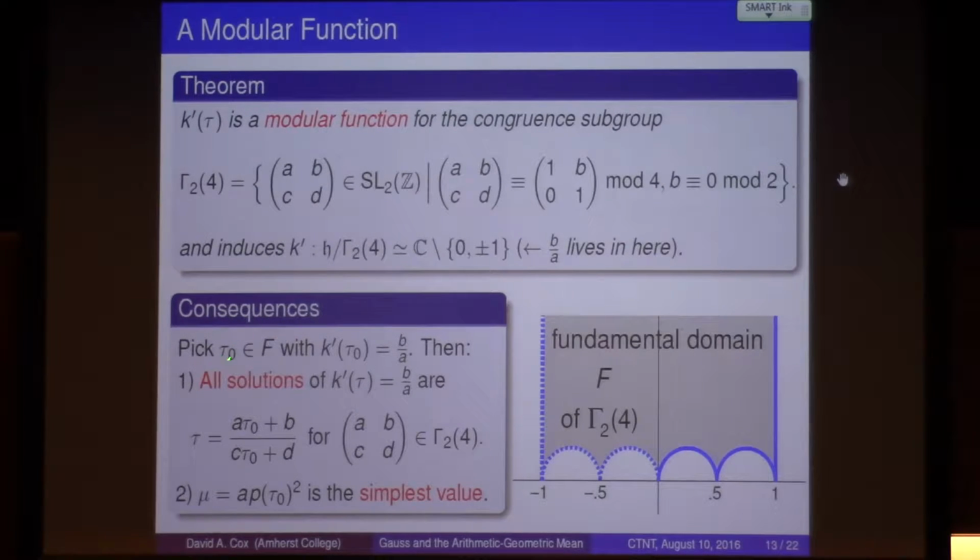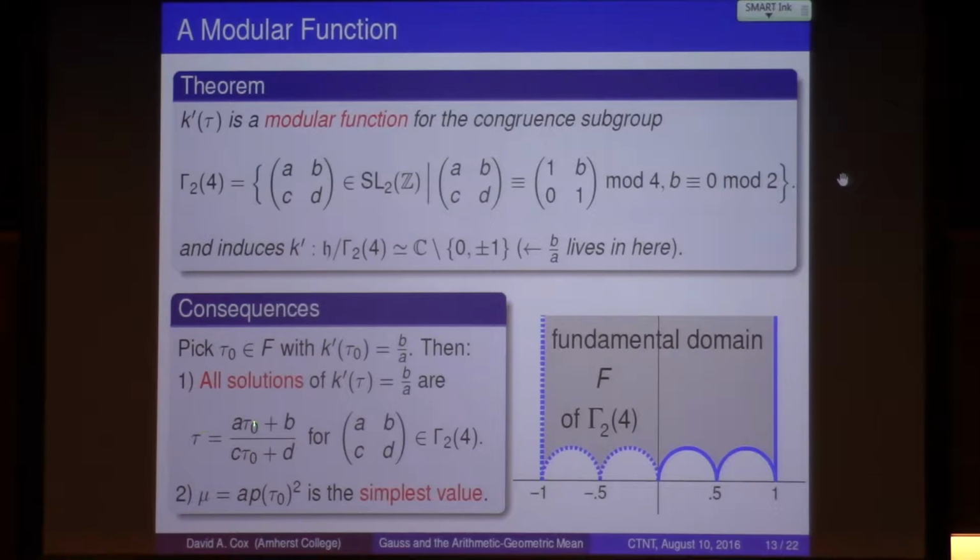So what I do is I pick... So if I'm going to solve this equation, remember, I want to solve this equation. So first, I can pick a solution that's in the fundamental domain. So I can call that tau naught. And so tau naught does that. And then the point is, all the other solutions, because of this isomorphism, they're all related by the group action.